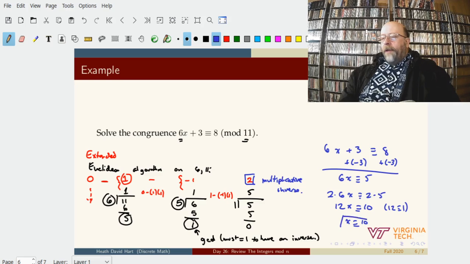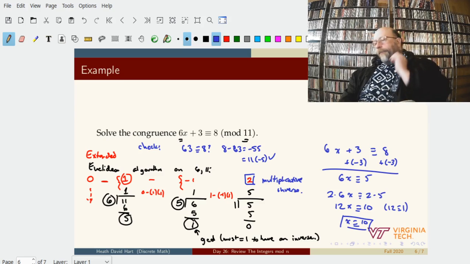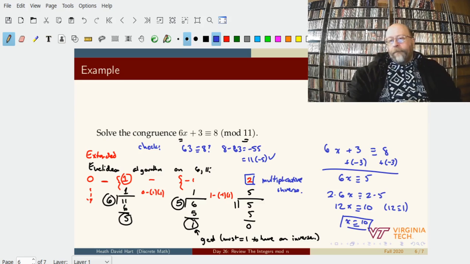And so this is my solution. X is congruent to 10. We could check that. Is 63 congruent to 8? Well, 8 minus 63 is negative 55, and that is divisible by 11. And so that checks. Okay?